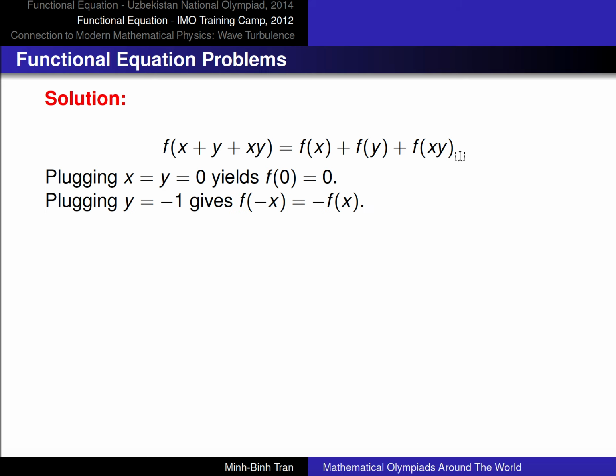Now I'm gonna replace x to be minus 1, y to be minus 1. Here I have minus 1, here I have minus x. Here I have x, here I have minus 1. So y is minus 1, but here I also have minus 1, so the two yellow terms will cancel. This one will become f of minus x. This is why I have f of minus x is minus f of x.